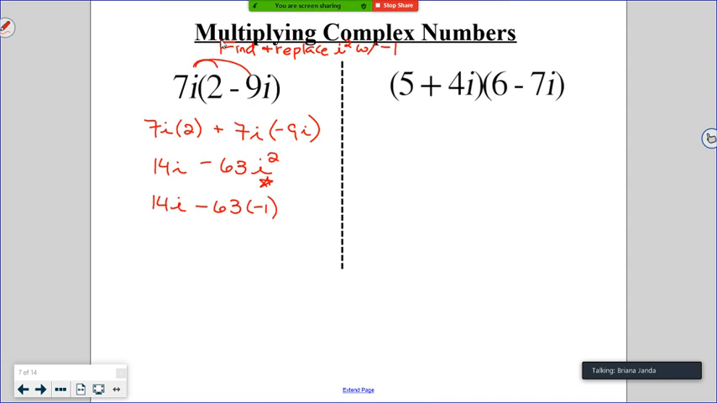And then because I'm supposed to write my answer always as A plus BI, the real number will come first. -63 times -1 is going to be 63. Or another way of looking at this is your I squared is always going to change the sign, because multiplying by a -1 is always going to change the sign on that. So it's going to turn into a positive 63, and it's a positive 14i.